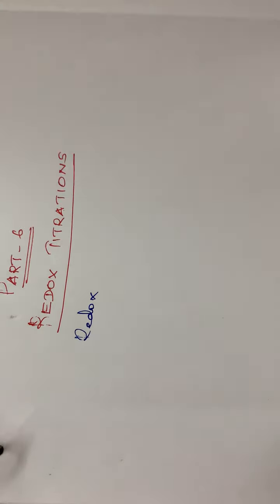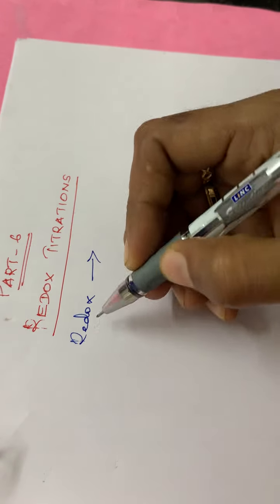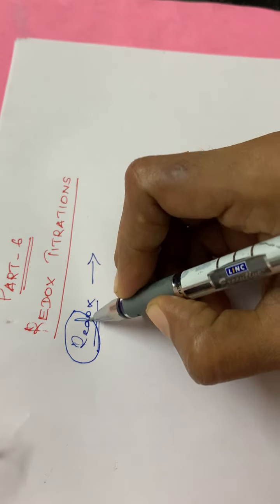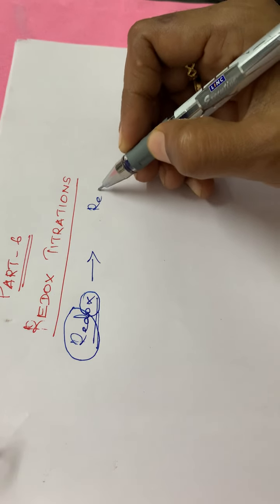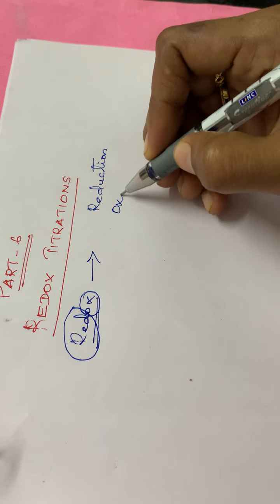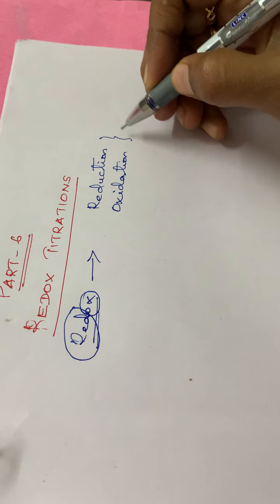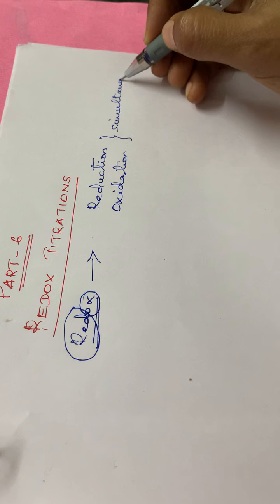Redox reactions means the reactions, or the titration reaction, in which both reduction and oxidation will be taking place simultaneously. In the word redox itself, the terms are there: red for reduction and ox for oxidation. So a redox reaction will be having both reduction and oxidation taking place simultaneously, or at the same time. That is what we can call as the redox reactions.